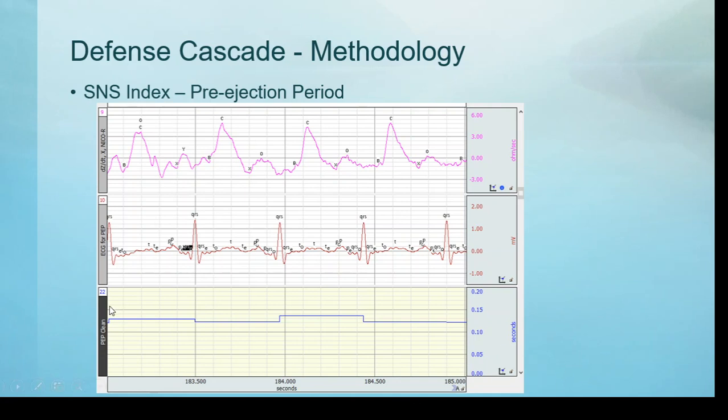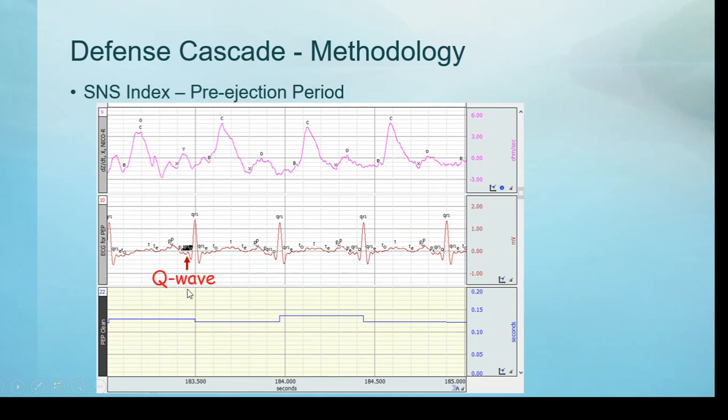So this is an image of the DZDT channel from some real data from the research that we've done. And this is the ECG channel, and it's been labeled. And then this is the PEP value itself, and I'll explain.